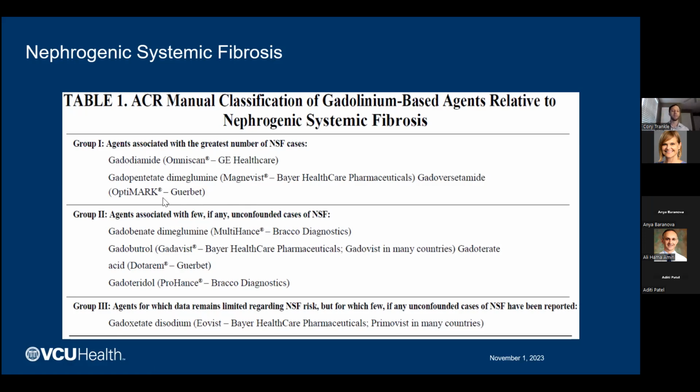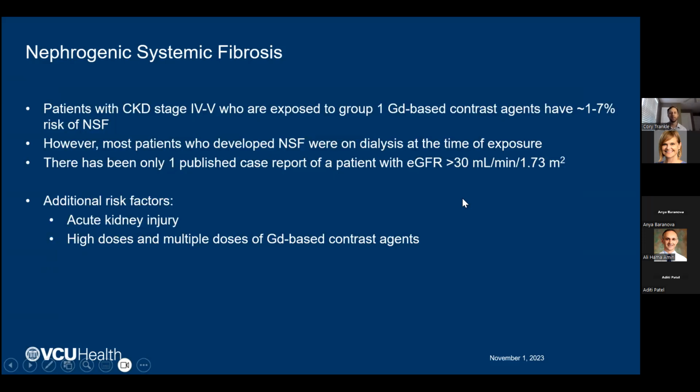The group 2 agents are agents with few, if any, unconfounded cases of NSF associated with them. You'll see MultiHance, ProHance, Gadavist, and Dotarem are all included here. Then group 3 agents have limited data, but few, if any, unconfounded cases of NSF have been reported. What is the actual risk? Those patients with CKD stage 4 or 5 who were exposed to group 1, the highest risk agents for NSF, have about a 1 to 7% chance of developing nephrogenic systemic fibrosis.